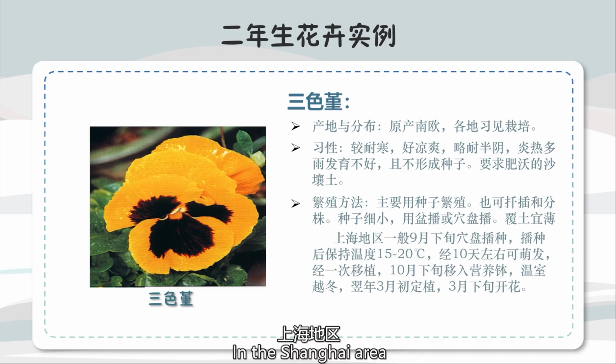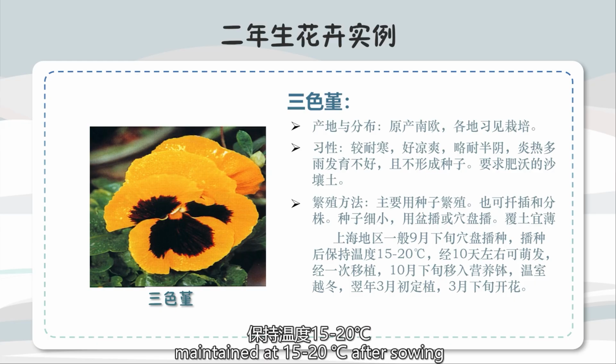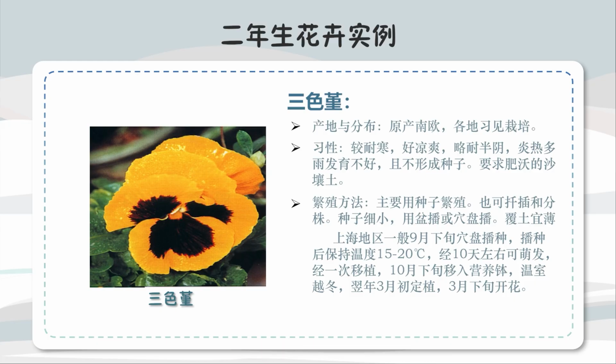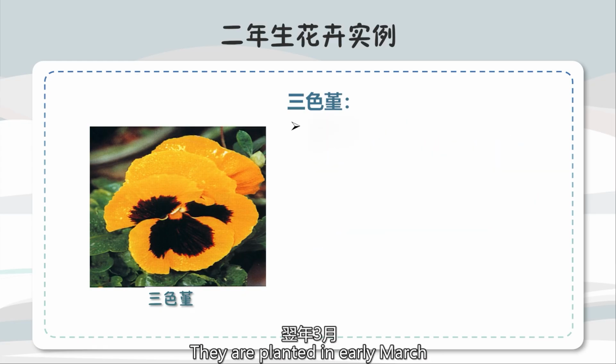In the Shanghai area, seeds are usually sown in late September in a tray, and the temperature is maintained at 15 to 20 degrees centigrade after sowing. After about 10 days, the seeds can germinate. After one transplantation, they are transferred to a nutrient bowl in late October and overwintered in a greenhouse. They are planted in early March of the following year and bloom in late March.